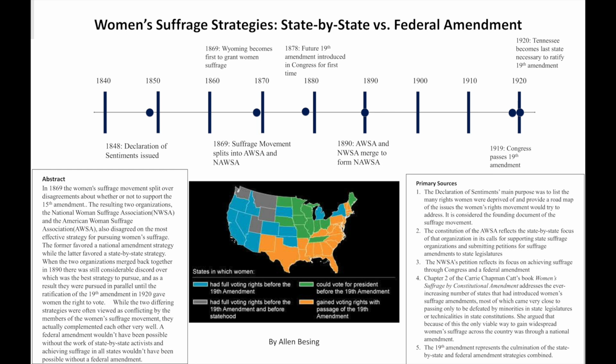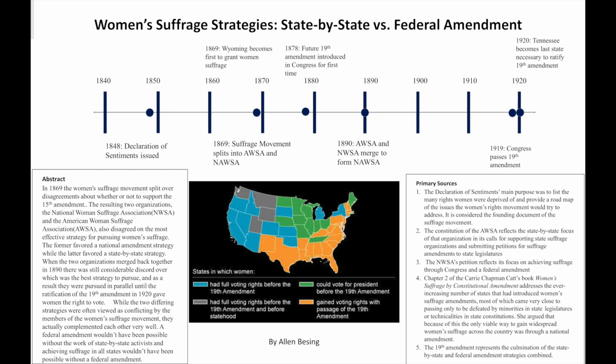Down at the bottom, there is the map of when some of the states granted suffrage. As you can see, the state-by-state campaign was most successful in the West, where they essentially achieved suffrage in every state except New Mexico before the 19th Amendment was passed. They also had success in the Midwest and somewhat in the Northeast, especially with getting presidential suffrage before the 19th Amendment.